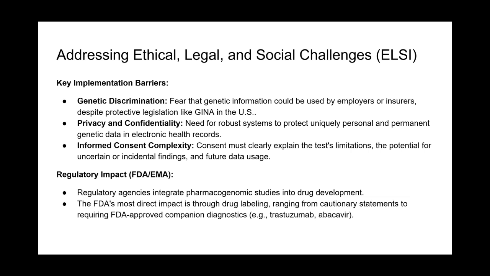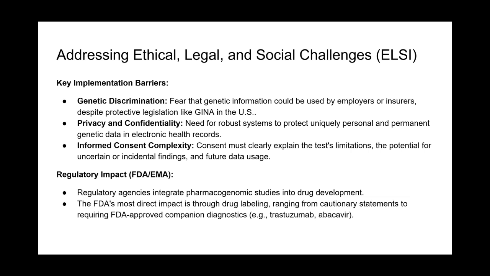Regulatory agencies like the U.S. Food and Drug Administration, FDA, and the European Medicines Agency, EMA, play a pivotal role in the implementation of pharmacogenomics. Their oversight ensures that pharmacogenomic information used in drug development and clinical practice is based on sound scientific evidence. The key regulatory activities involve several important processes.